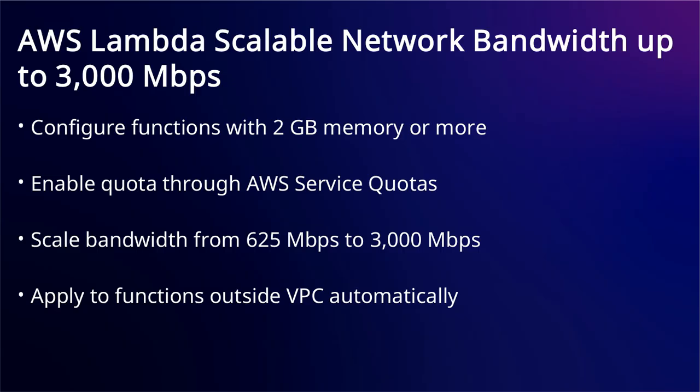First, you enable the feature by submitting a request through AWS service quotas for the network bandwidth per execution environment quota. Once enabled, bandwidth scales automatically based on your function's memory configuration, ranging from 625 megabits per second at 2 gigabytes up to 3000 megabits per second at 10 gigabytes. This applies to all functions outside of VPC in your account, reducing execution times and per invocation costs. The feature is available at no additional charge in all commercial AWS regions.